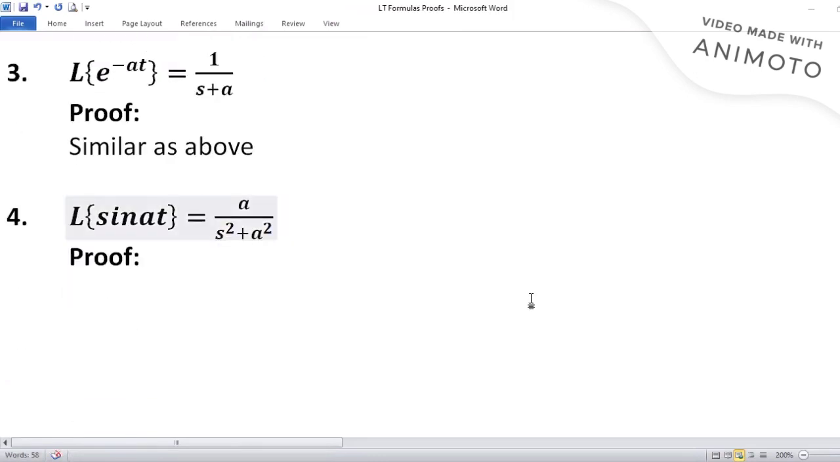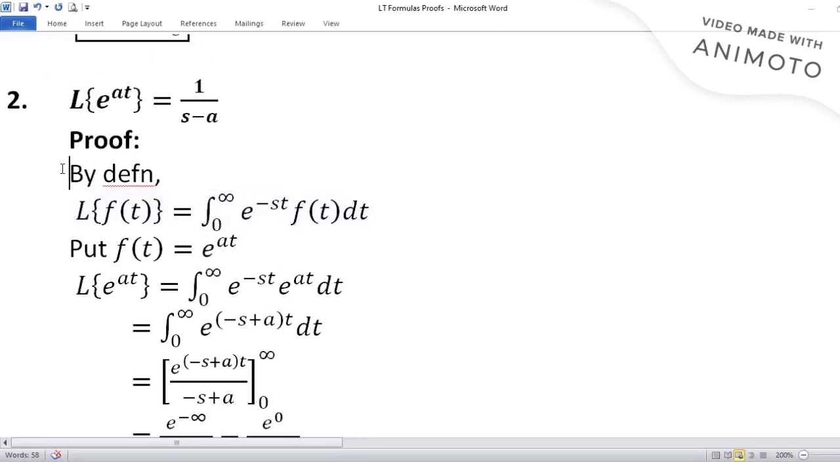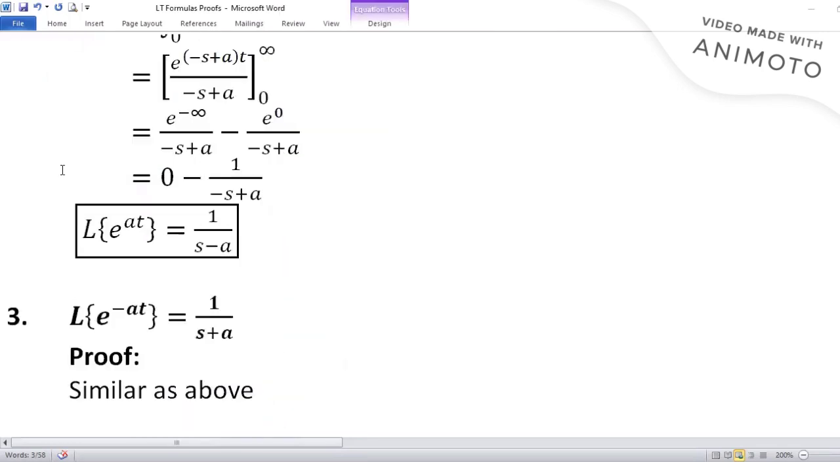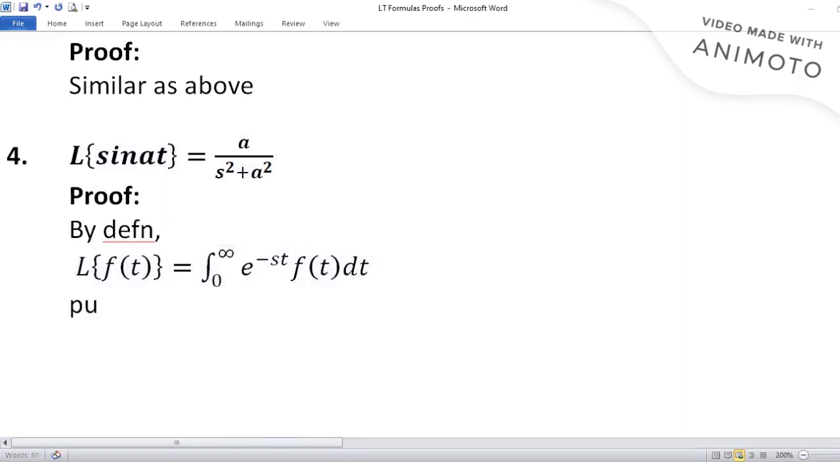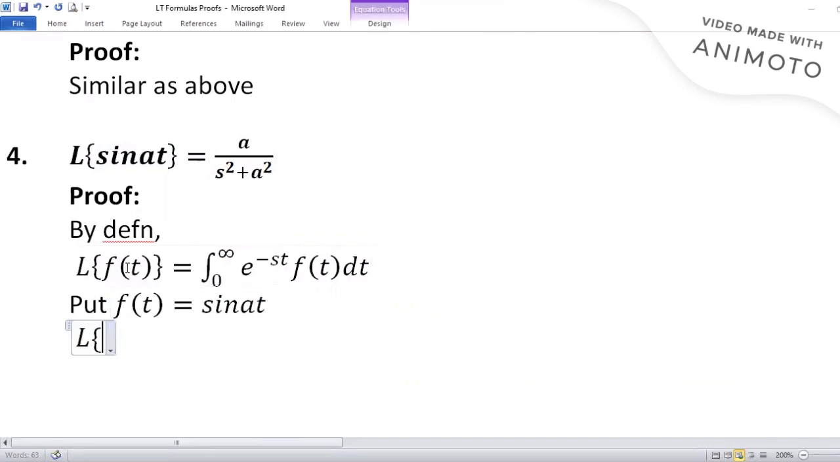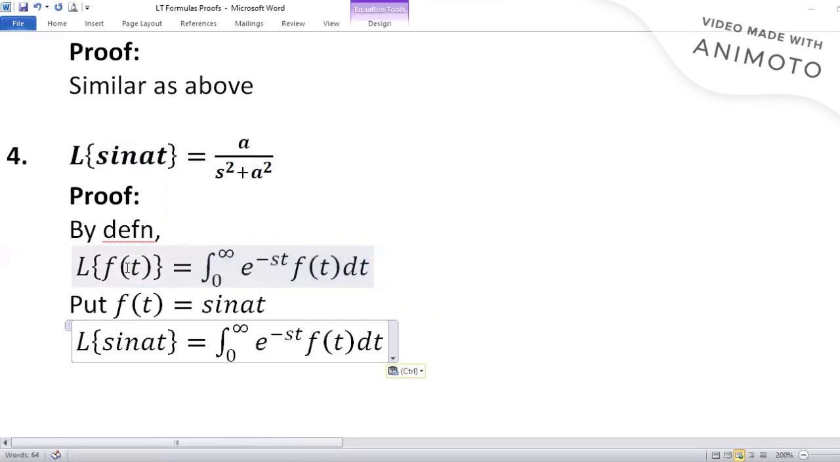Rather, we'll do Laplace of sin at. Again, we'll write by definition. By definition, we put function f(t) this time equal to sin at, so that you get Laplace of sin at equal to, we'll copy the integration. It's the same integration that we need to copy here, but the change is going to be the function f(t). Instead of function f(t), you write sin at.